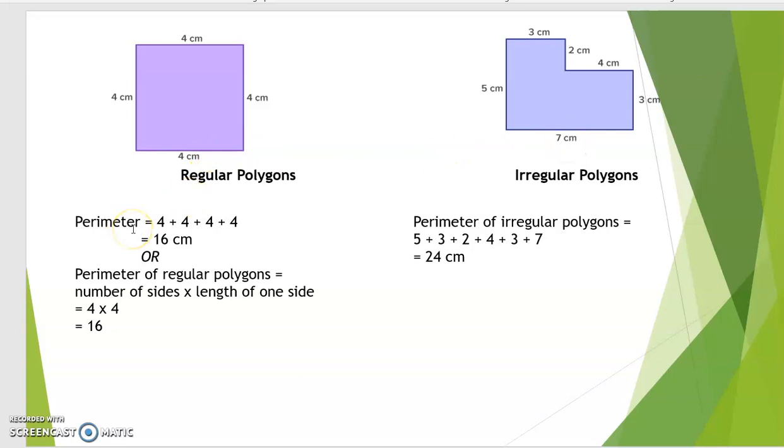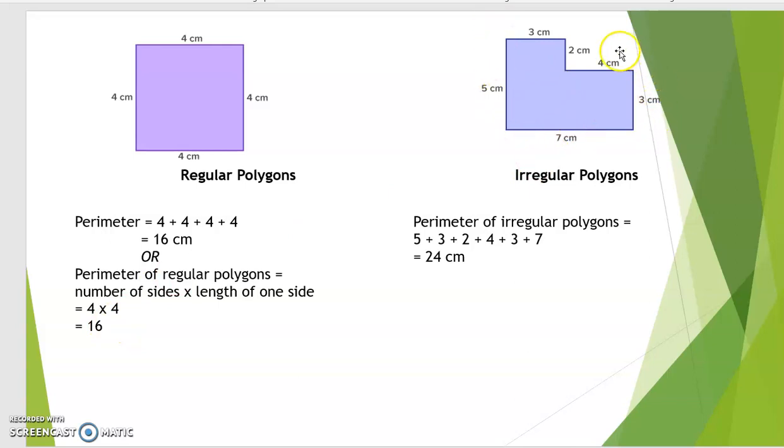To find the perimeter of a regular polygon, take the sum of all the sides. All the sides are what? 4, 4, 4, 4. So the answer is what? 16 centimeter. Or we can say perimeter of a regular polygon equals number of sides into length of one side. Number of sides is 4. Length of side is given how much? 4. So 4 into 4, 16.